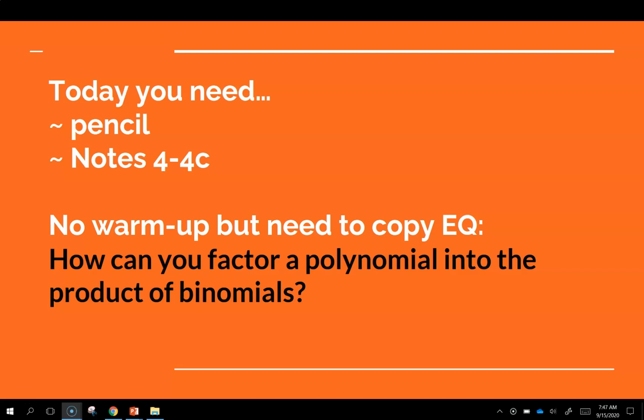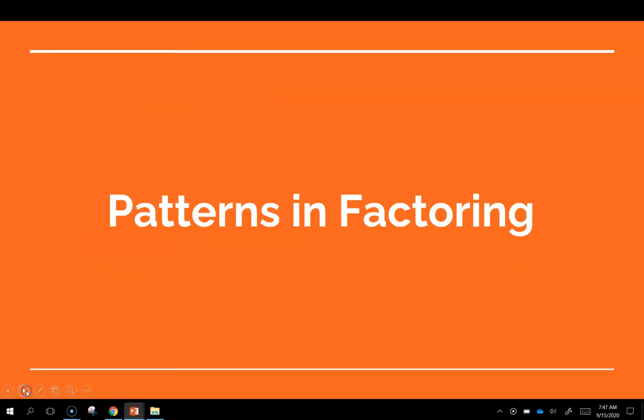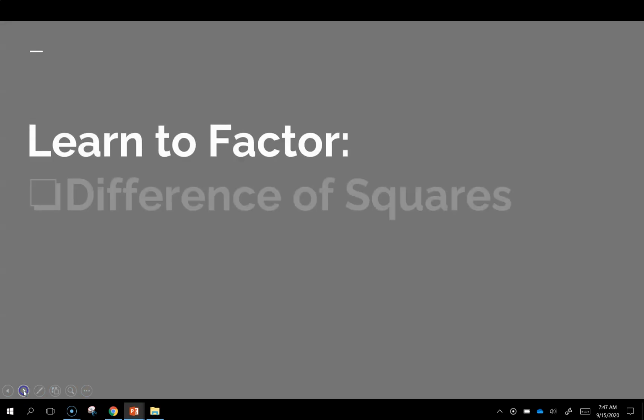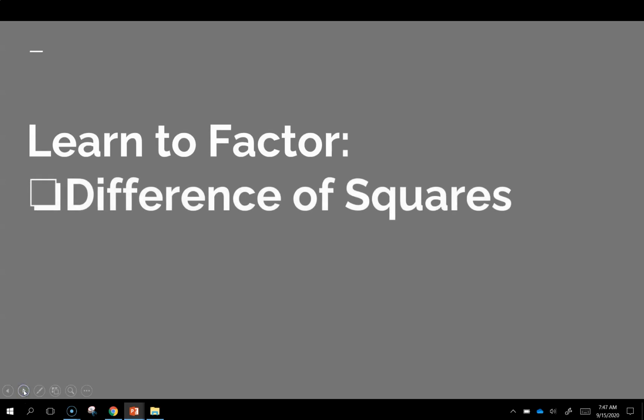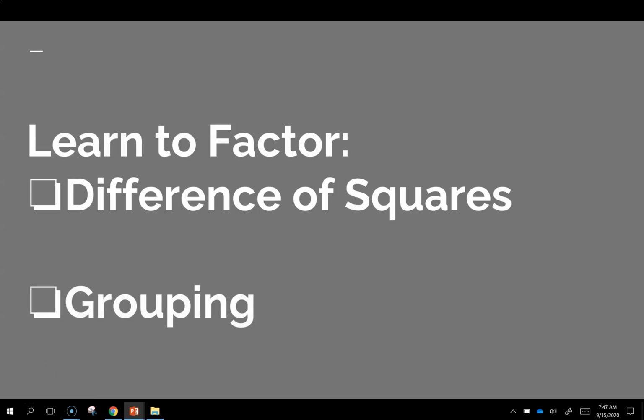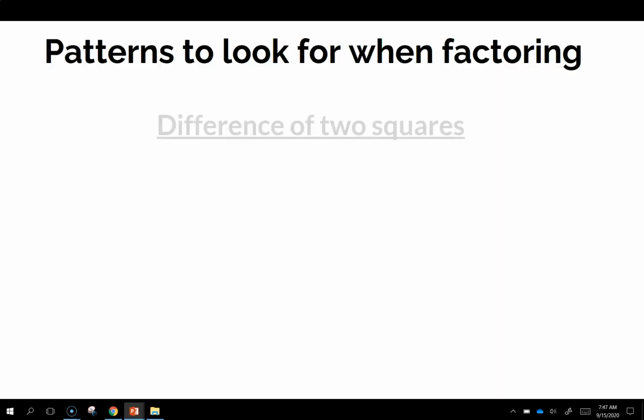We're going to see some patterns in factoring. We are going to look at difference of squares, and we're going to look at grouping. So those are our two methods that we're going to look at today. You've probably done them before, so it should look familiar to you. We'll start with difference of squares first.